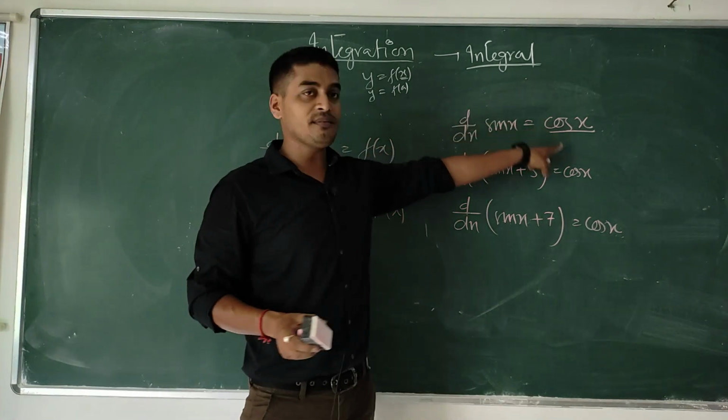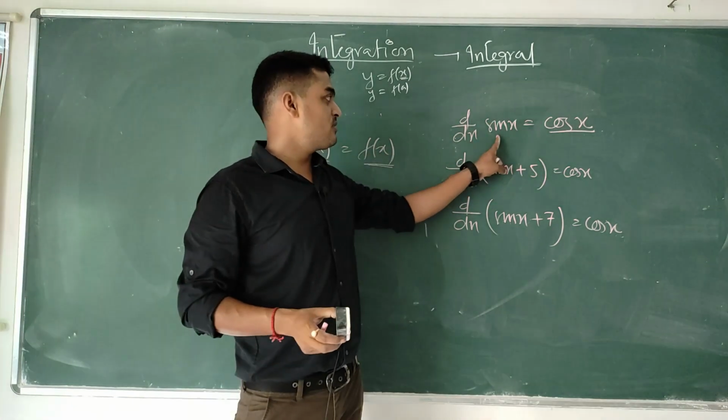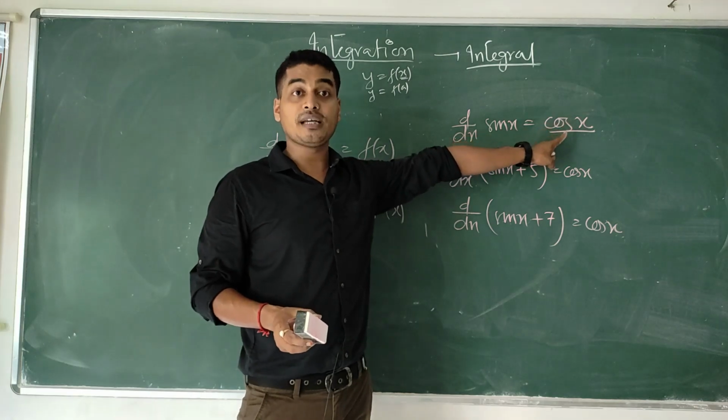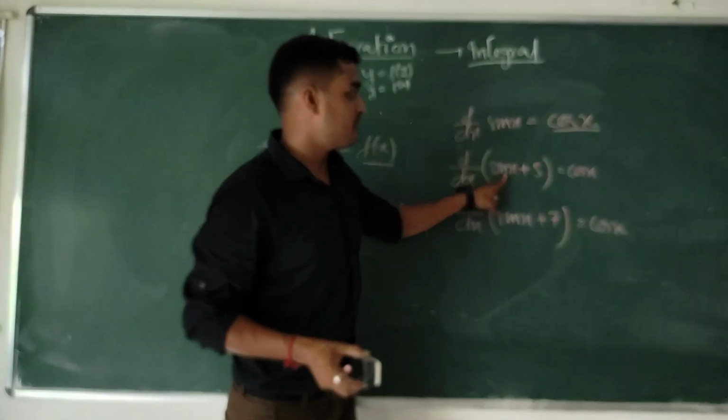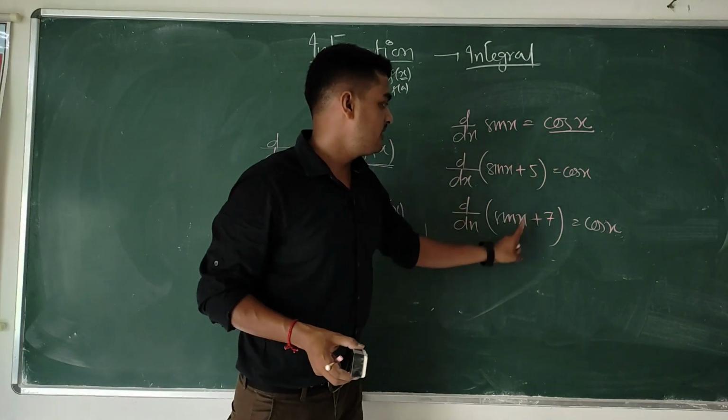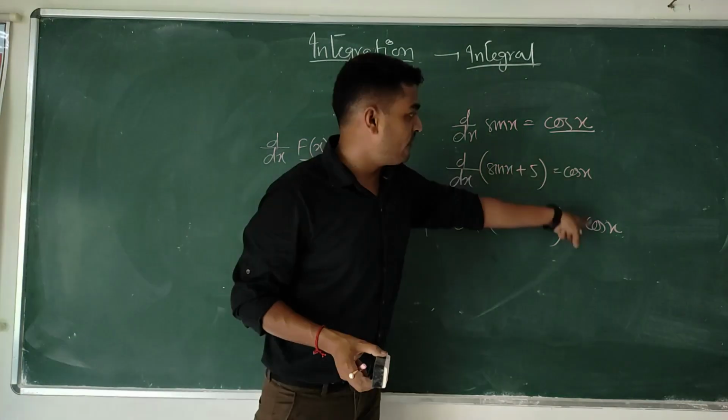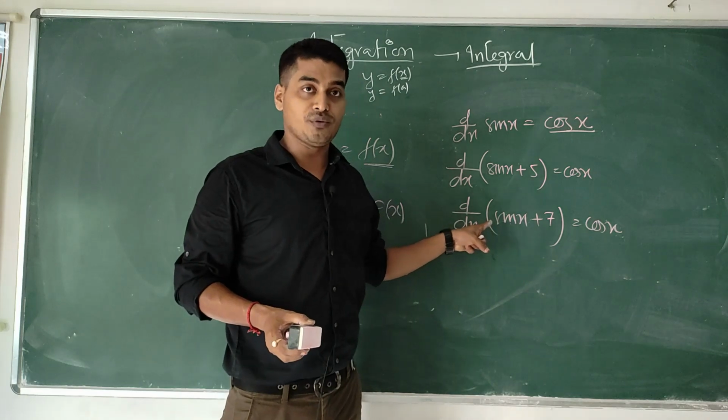The derivative of a function remains constant. If you differentiate these functions, you get cos x and nothing else. But remember, the antiderivative of cos x is sin x plus 5, sin x plus 7. That means the antiderivative of a function is not unique.